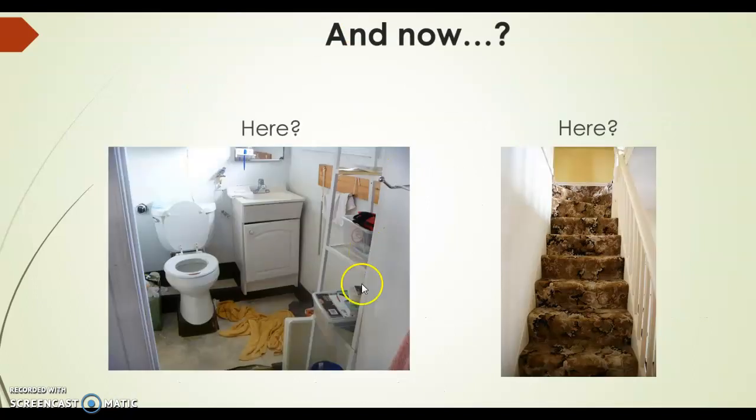So again, if you were to go into somebody's property and you saw the bathroom like this or stairs like this, what would your initial thoughts be? So again, pause this and just write down a few things on a bit of paper and then we'll go through it together.